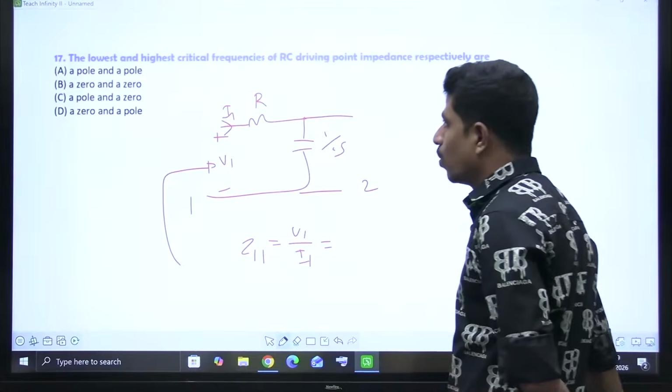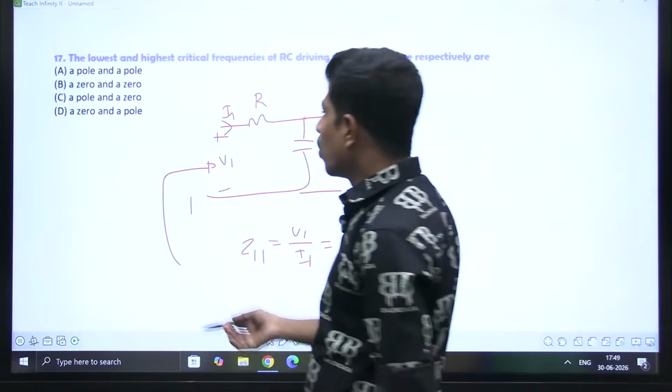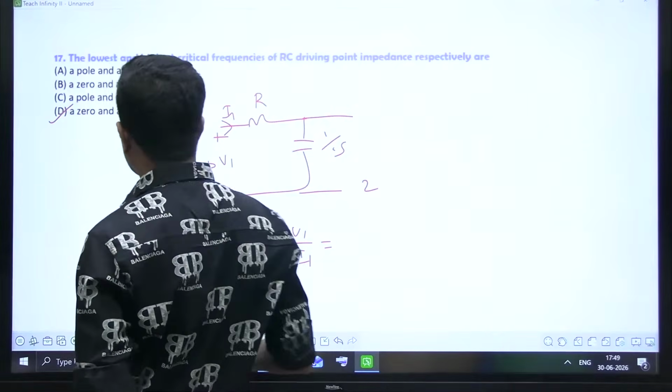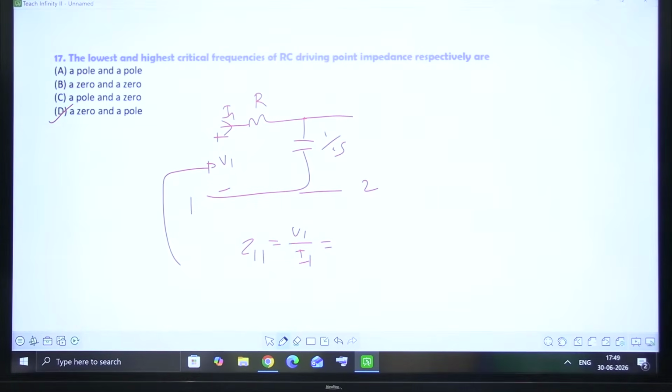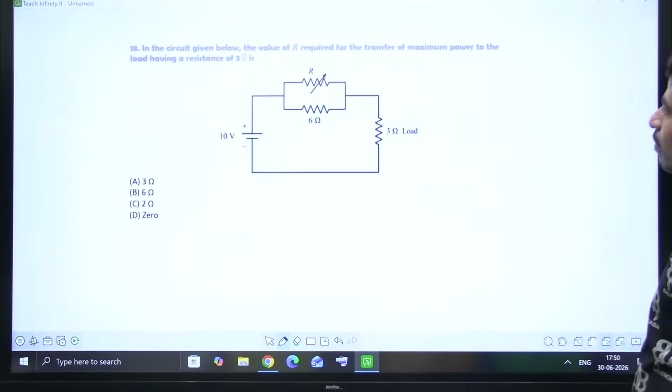One pole, one zero. The lowest will be the zero and the highest will be the pole. Poles and zeros are the system's critical frequencies. I have explained this many times to the students who attended previously, right? That is a simple theory question. Leave it off. This question is a previous GATE question, from 2011, I guess, given in the electrical paper for 1 mark.